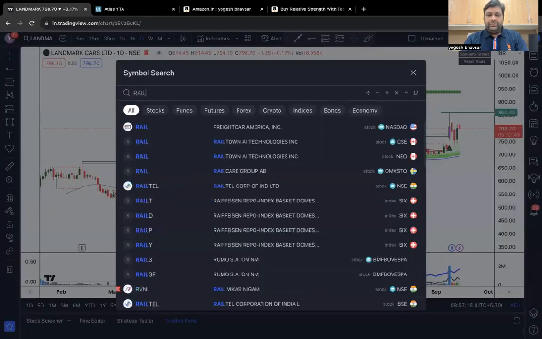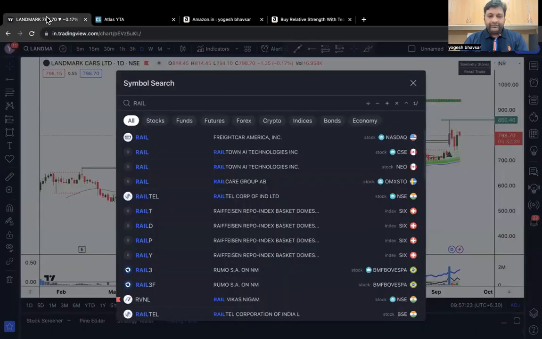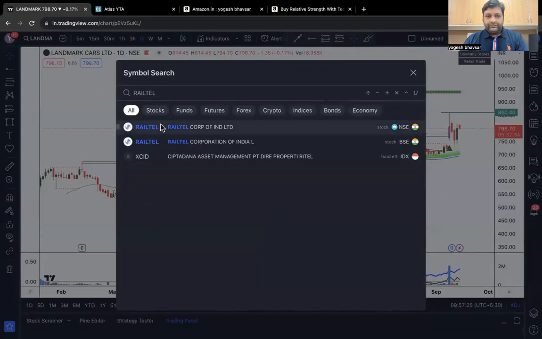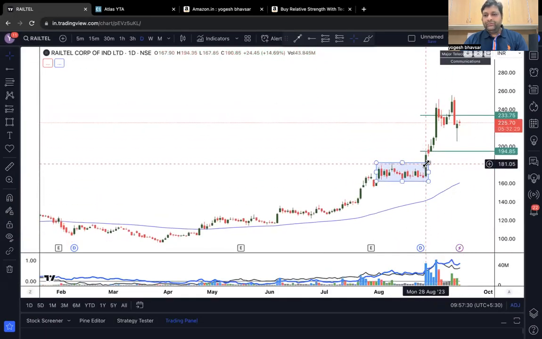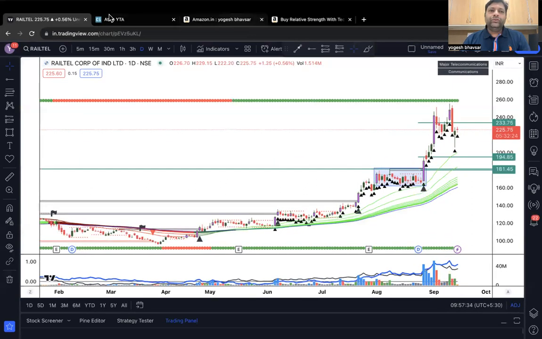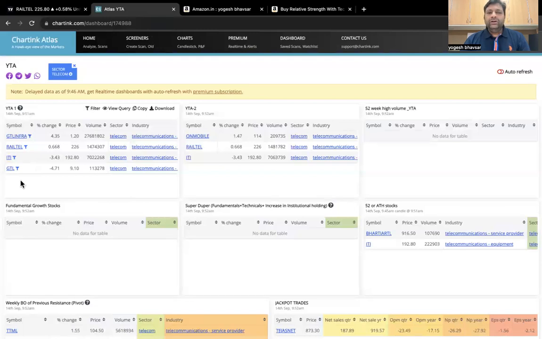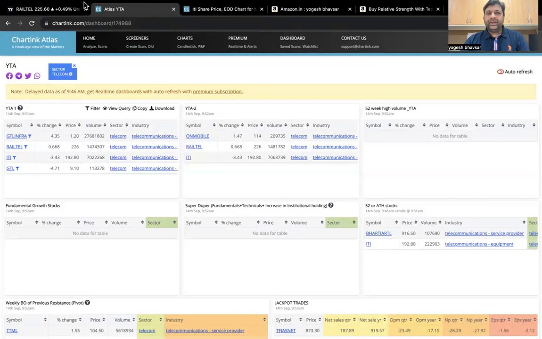What is it? Just a second. Realtel. Okay. If you see, such a beautiful rally the stock has given. This is how you will come to know what kind of stocks are moving up in that specific sector. ITI is again the same thing we discussed, giving a strong breakout on the monthly basis. Then again you need to refresh it.